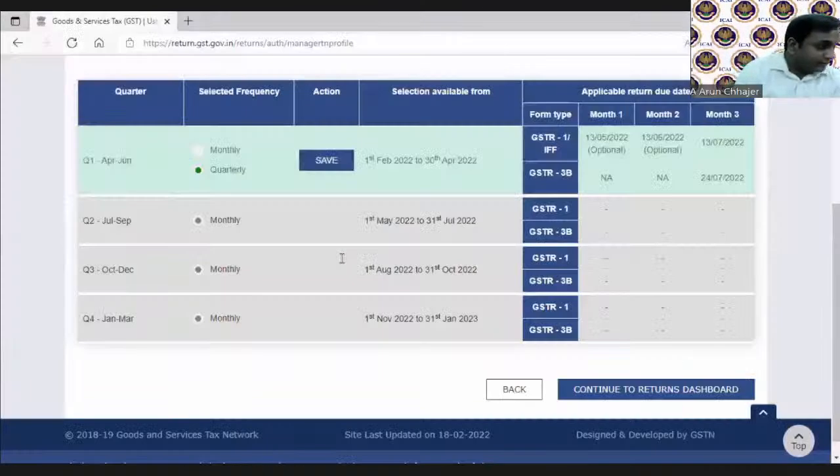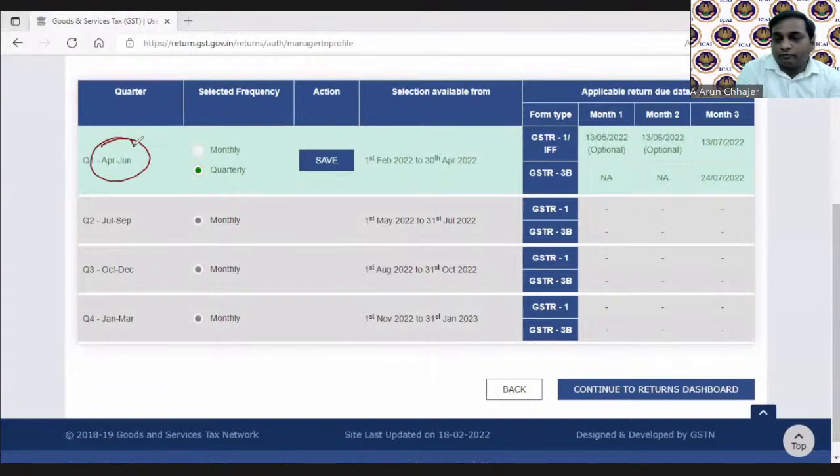So, I like to change the option for April to June. What is the cutoff date? The first month last day. It means currently I am in the month of March. For next quarter, I like to change the frequency from monthly to quarterly or quarterly to monthly. The last date to exercise this option is 30th April.